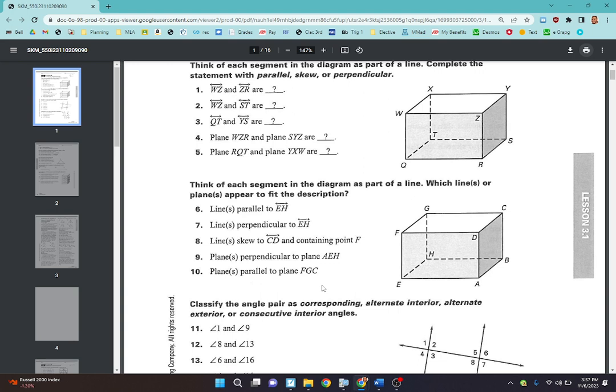Wait, which number are we doing? That was number 7 you just asked. It's 3.1. Do 8, because I don't know what skew means. Skewed means different directions. So CD, and it has to contain point F. So like FG? FD would not work. FG would not work. That's parallel. So the only one that works is FE, because it's going up and down versus CD is going forward and back.